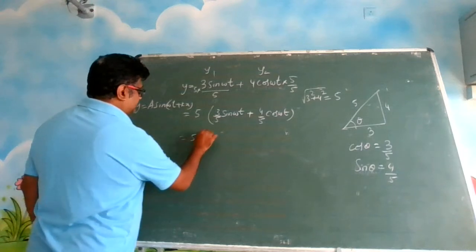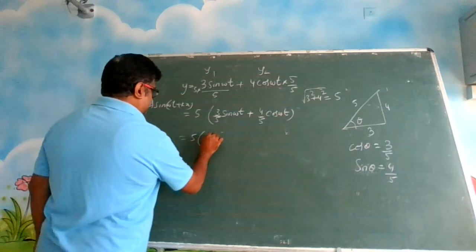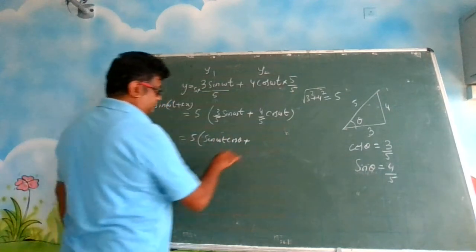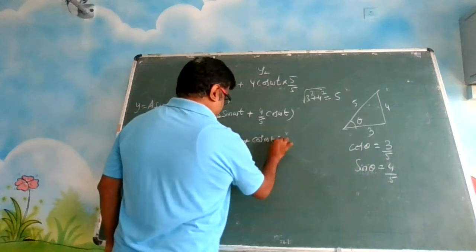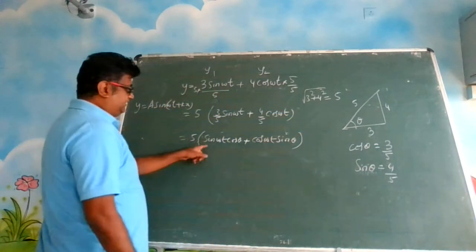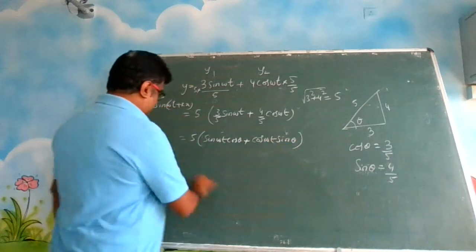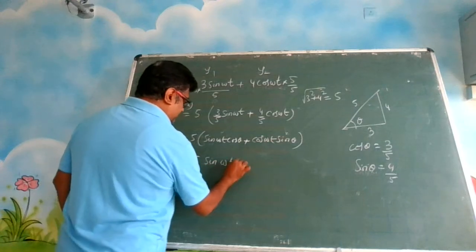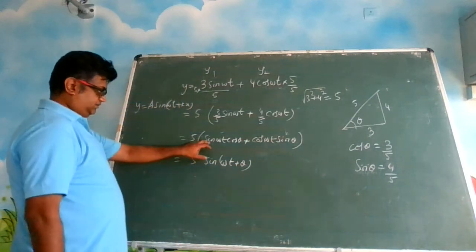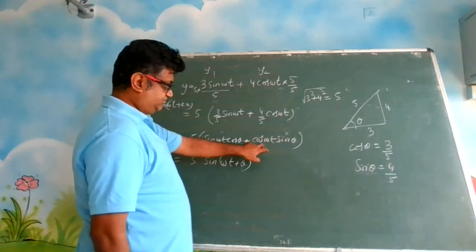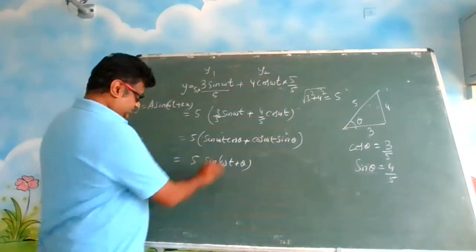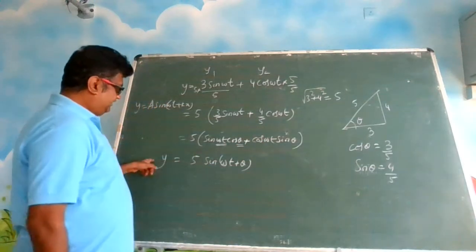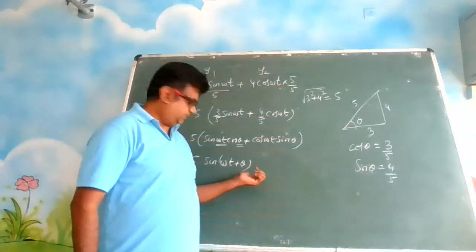5. 3 by 5 is cos theta. So it is sin omega t cos theta plus cos omega t sin theta. Sin A cos B plus cos A sin B. So what is this? This is 5 sin of omega t plus theta. Sin of A plus B, sin A cos B plus cos A sin B. So here A is omega t, B is theta. So you got y is equal to 5 sin omega t plus theta.